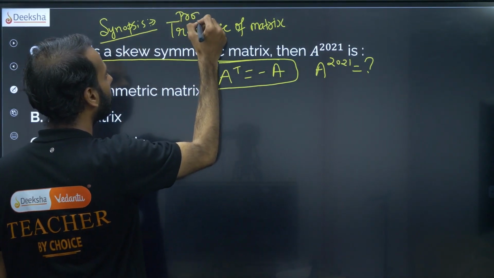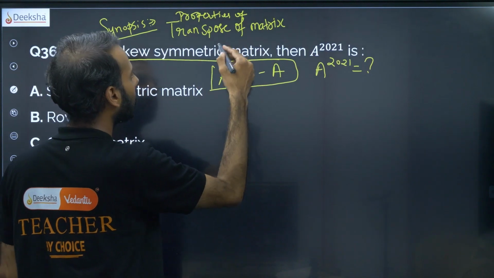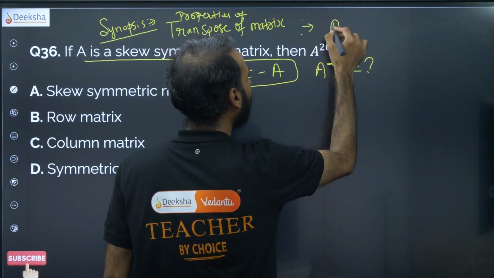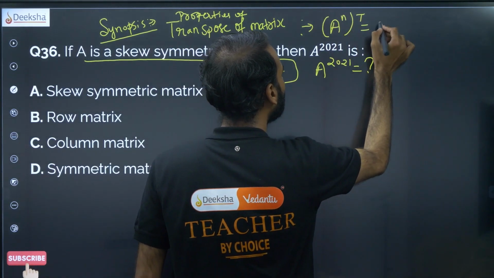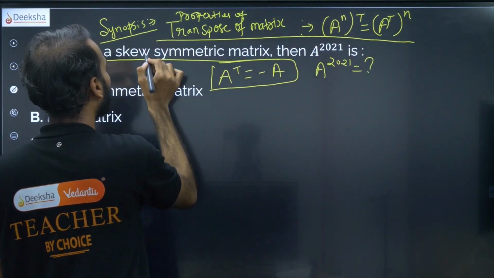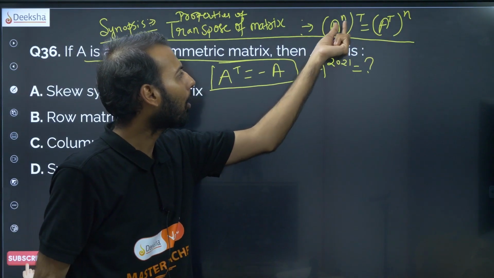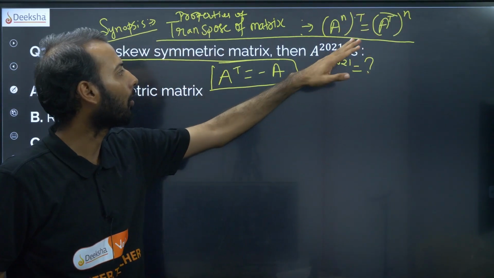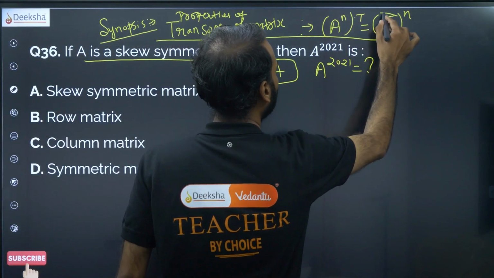Properties of transpose of a matrix. Try to recall one matrix property. What is that? A power n transpose is equal to A transpose power n. See here in the synopsis, in properties of transpose of a matrix, we have one property: A power n transpose is the same as A transpose power n. Now this you have to remember from the synopsis, the properties of transpose of a matrix.